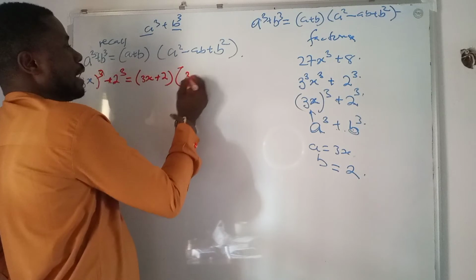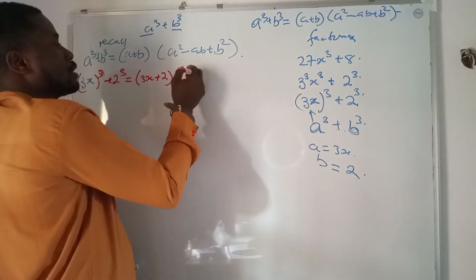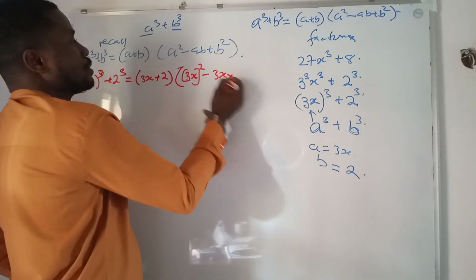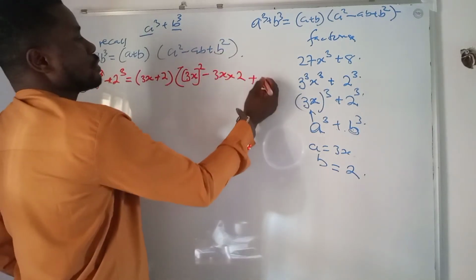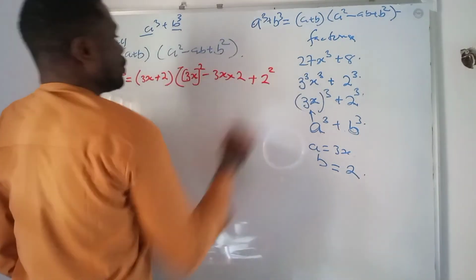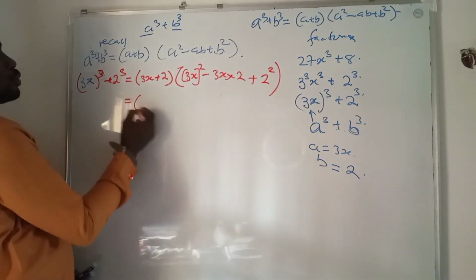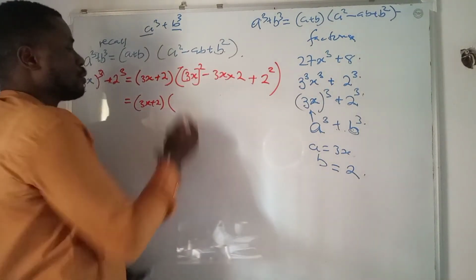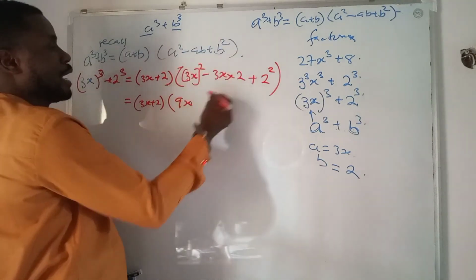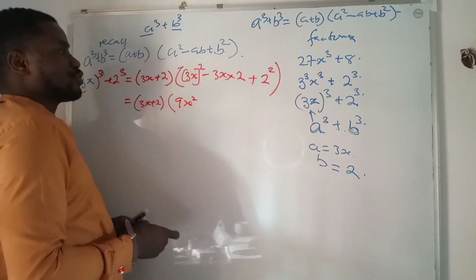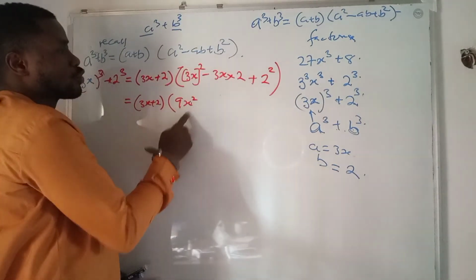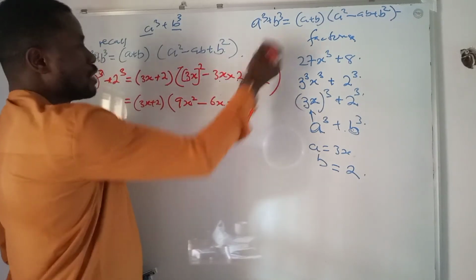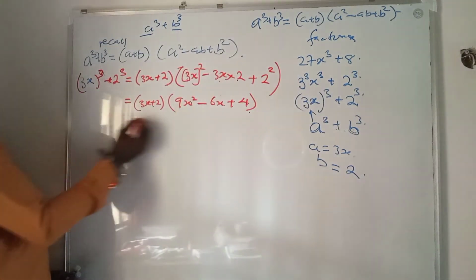A here is 3x. And because this a is raised to power 2, this 3x must also be raised to power 2. Minus a again, 3x, times the b, which is 2, plus the b, of course, is 2. And because this is raised to power 2, this has to be raised to power 2 as well. So this is equal to 3x plus 2, bracket, 3x squared. That will give us 9x squared, because 3 times 3 is 9 and x times x is x squared. Then minus 3x times 2, this will be 6x, plus 2 times 2, that will be 4.